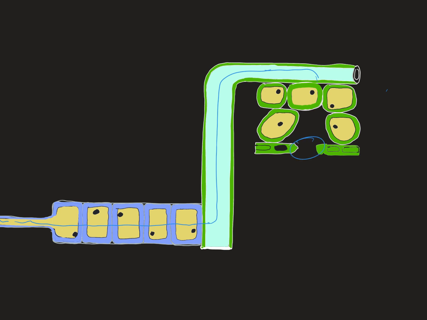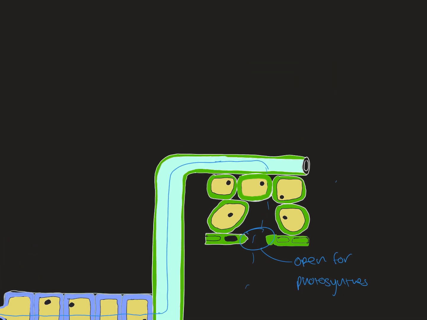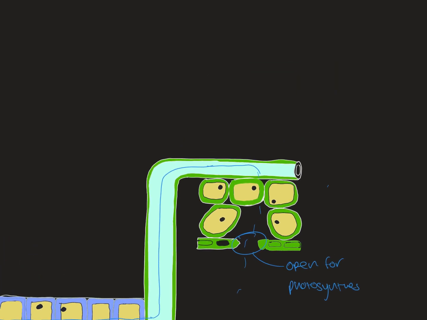If the guard cells are open, for example, open for photosynthesis, water is allowed to drip off and fall or evaporate into the surroundings. To prevent uncontrolled water loss, unlike the bottom, the top layer of the leaf has a waxy cuticle. So this waxy cuticle ensures that no water is lost from the top of the leaf, where it's more exposed to the sun.